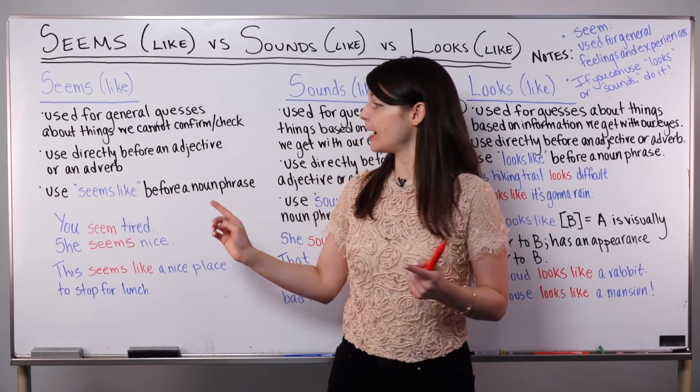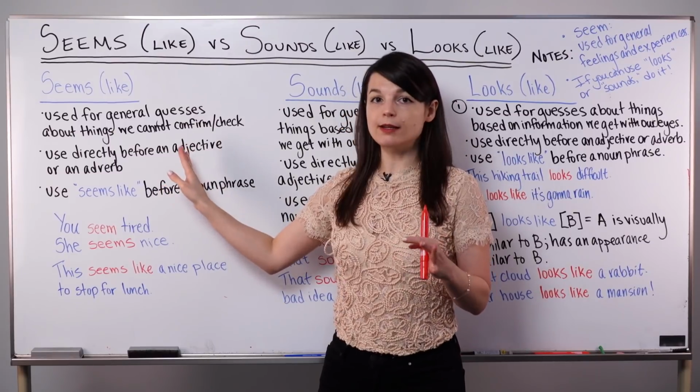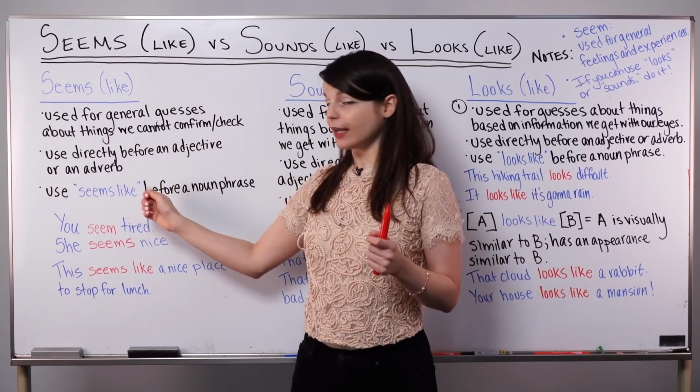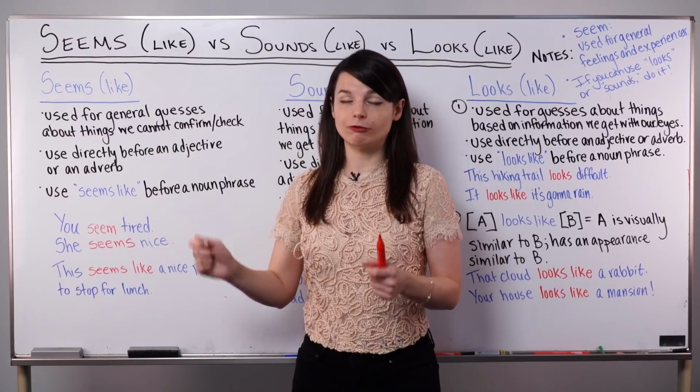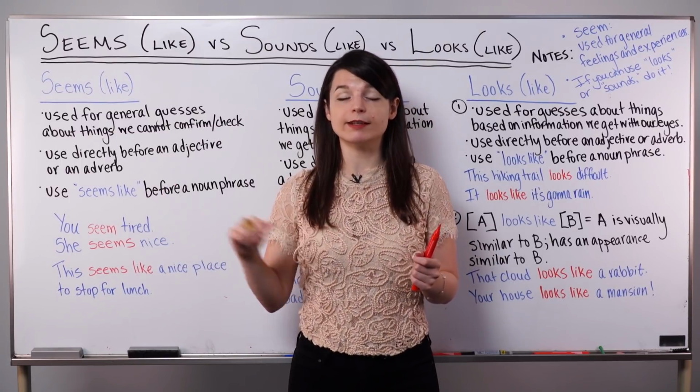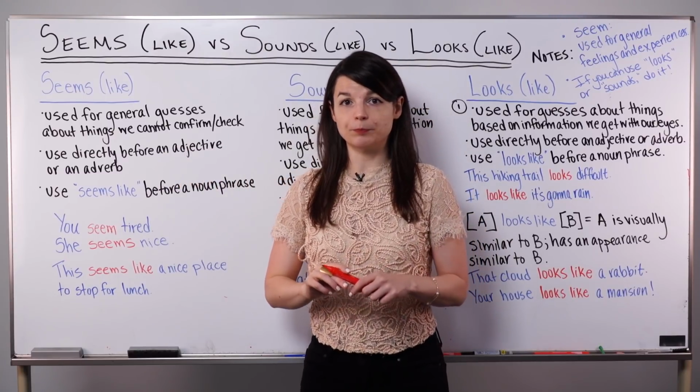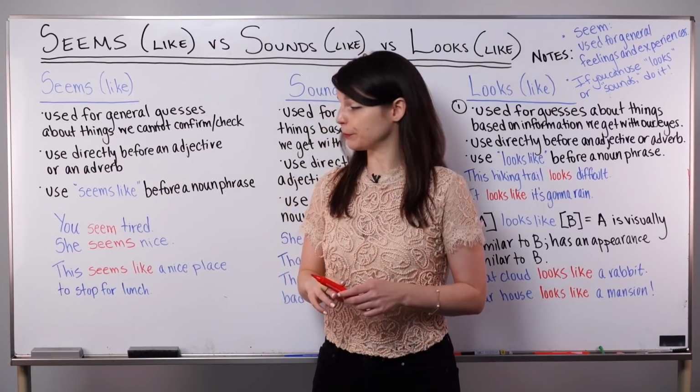So please keep in mind, seems, with no like, comes before an adjective or an adverb. Seems like comes before a noun phrase. So this is a key difference, and we'll see this same pattern with the other words in this lesson too. So let's look at a few examples.